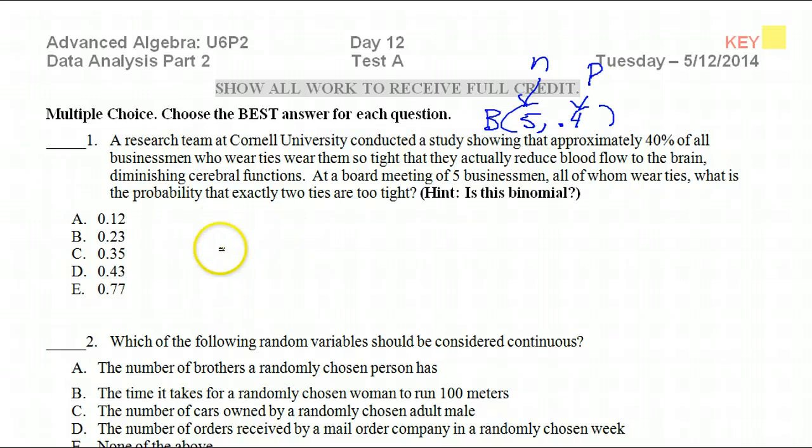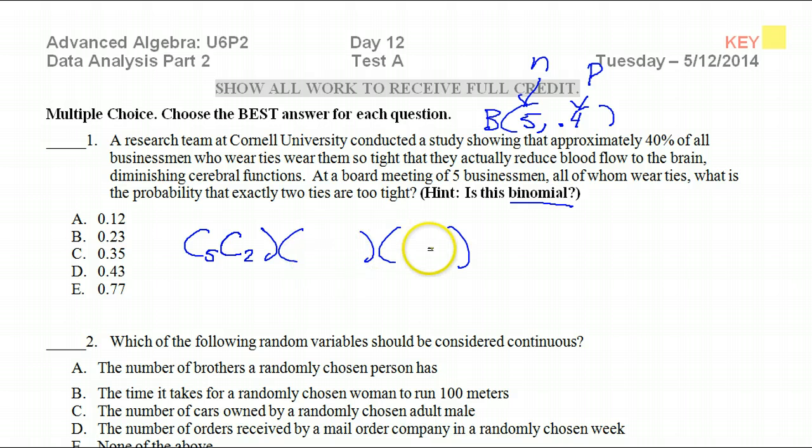Okay, so what we do is we have 3 parentheses. This is what we do when we have a binomial situation. In the first set of parentheses, we do a combination, right? And it's always the total number, choose the specific number of successes that we are interested in. The total number, N, is 5, so we're going to do 5 choose. Now, out of 5 businessmen, we want to know the probability that exactly 2 ties are too tight. So that's 5 choose 2.